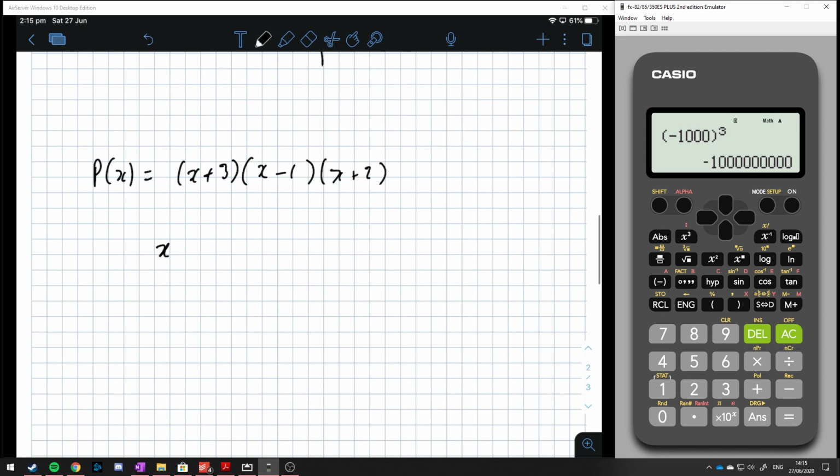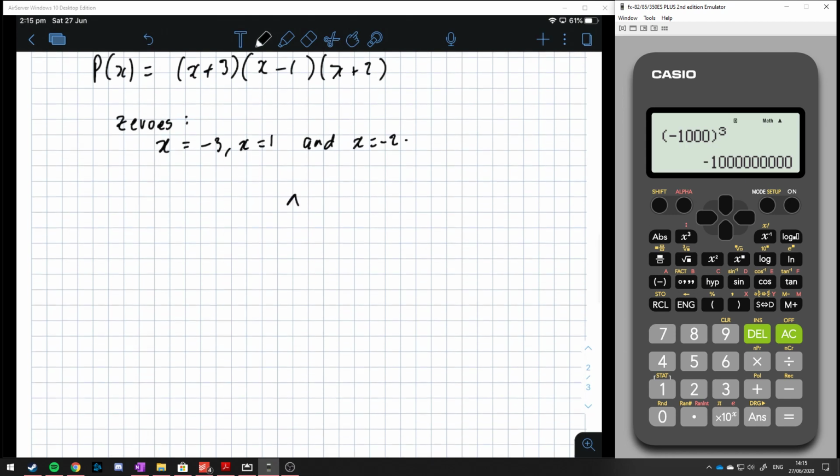We can quickly read where the zeros are, okay, because we know it's when the equation is equal to 0. So the zeros are going to be when x is equal to -3, x is equal to 1, and x is equal to -2, okay? So that's where the zeros are going to be on our equation, and what it means is, if I was to sketch this, at -3, at 1, and at -2, my equation is going to cut through these points here. And we don't know which way it's going to go just yet, but it's going to cut through those points.